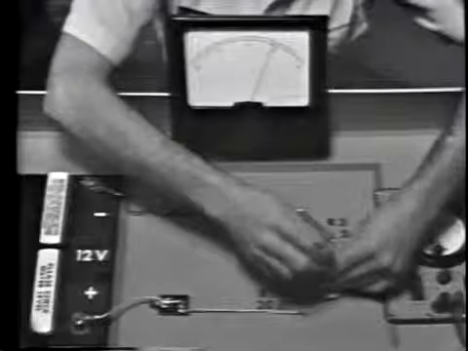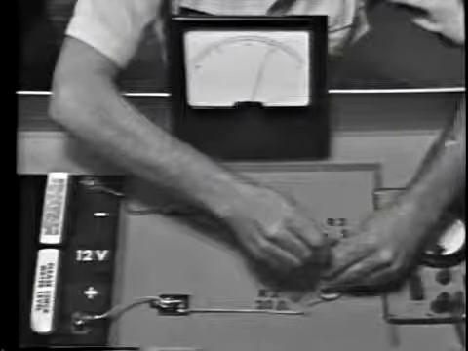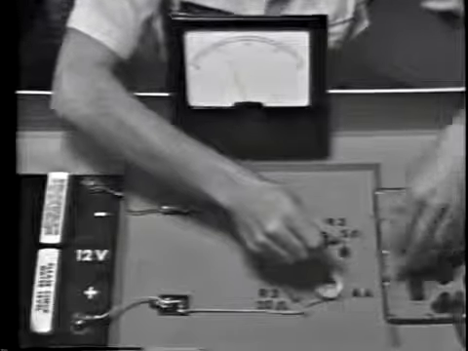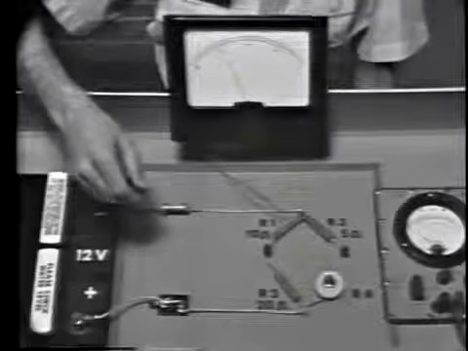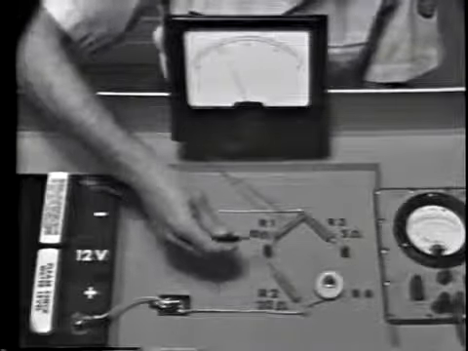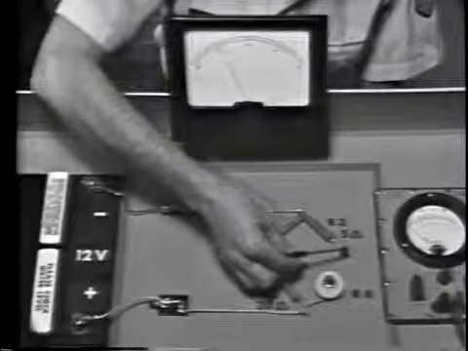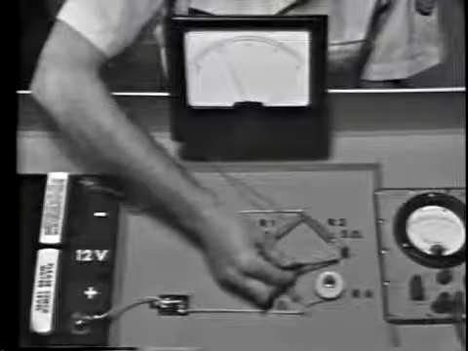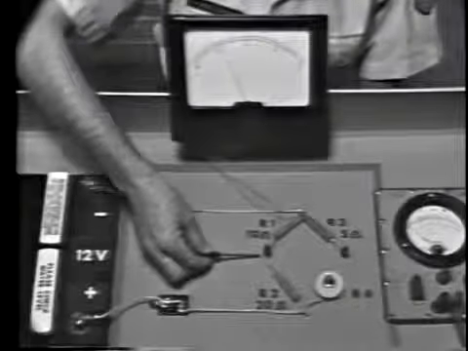If I change the rheostat in the opposite direction, I can cause just the opposite effect. Current is now flowing from this point through the meter to this point. So current is flowing from here to here.